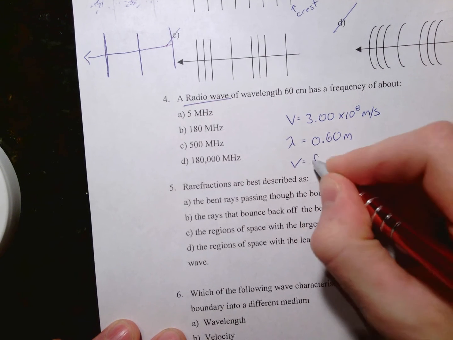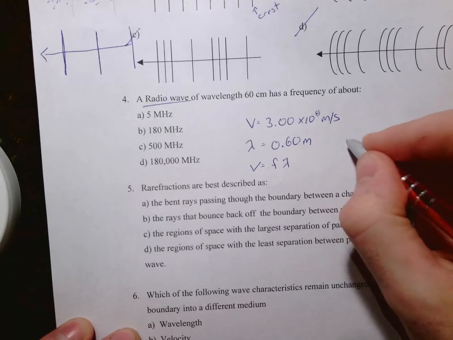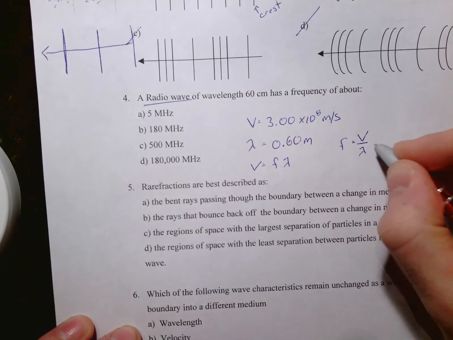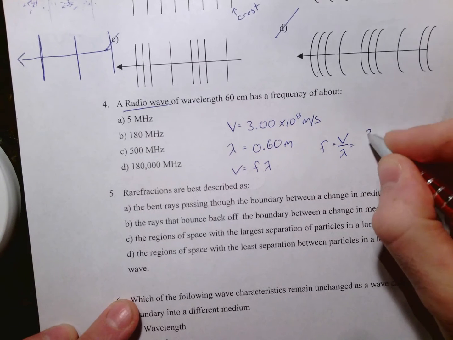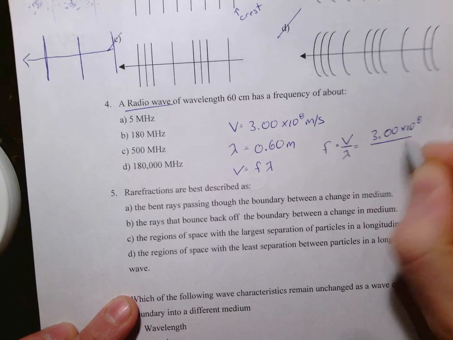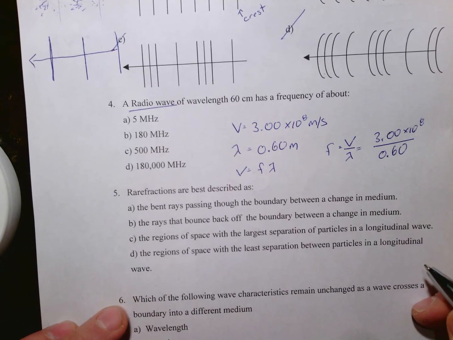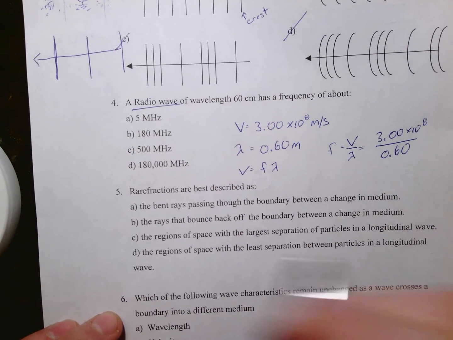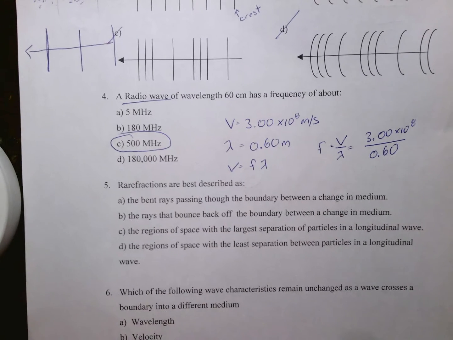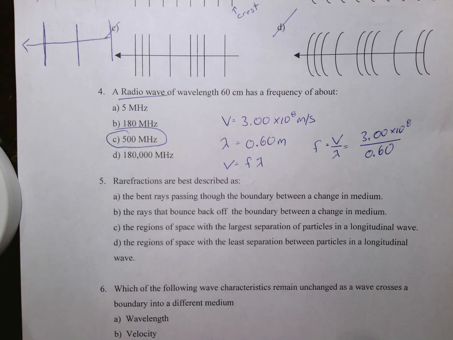So really, if you've gotten here, all it is a matter of using V equals F lambda and rearranging to solve for F. So your frequency is going to be your velocity over your wavelength, which is 3.00 times 10 to the 8 over 0.60. And when you do this, you'll get the answer of C, 500 megahertz.